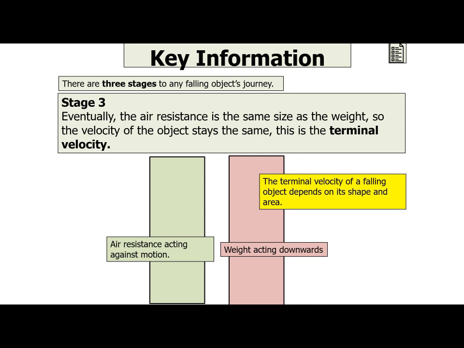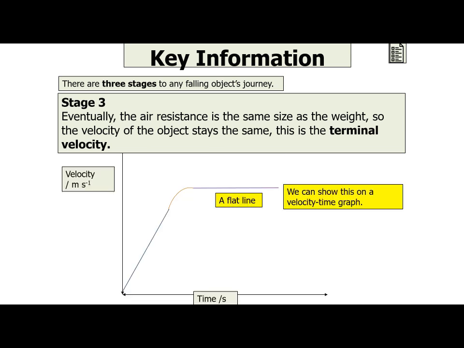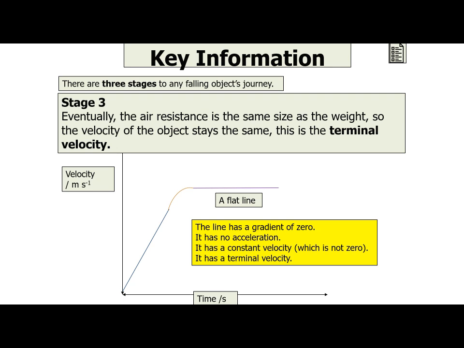The terminal velocity of a falling object, as we said, depends on its shape and area. So the accelerating force acting on all falling objects is weight, and would make them all fall at the same rate if it was not for air resistance. So we can see this on the following section of our velocity time graph. The flat line has a gradient of 0, so it has no acceleration. It has a constant velocity, which is not 0, so we say it has a terminal velocity.